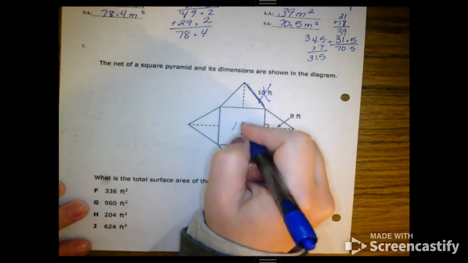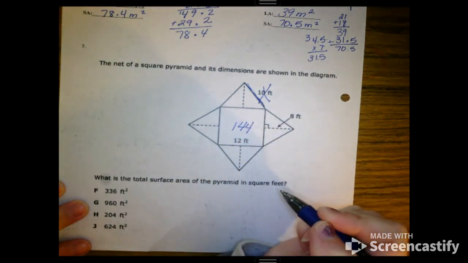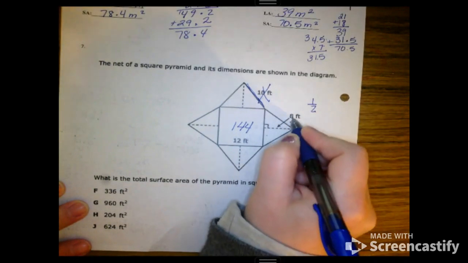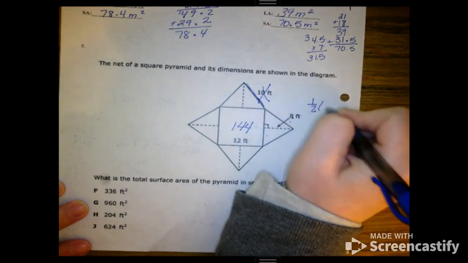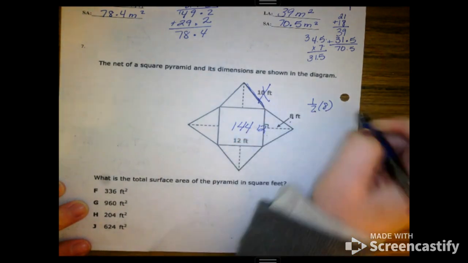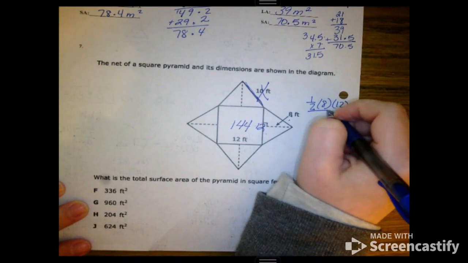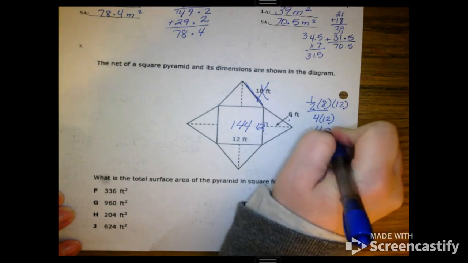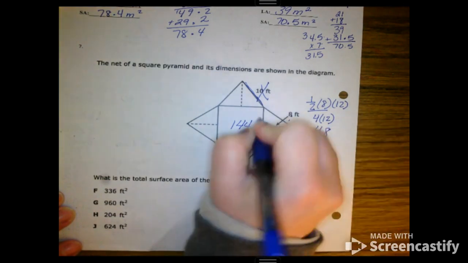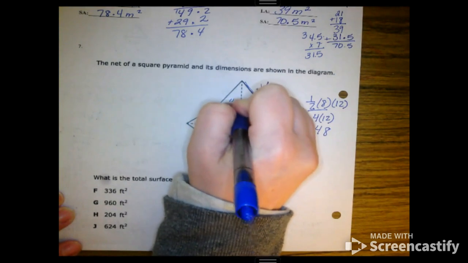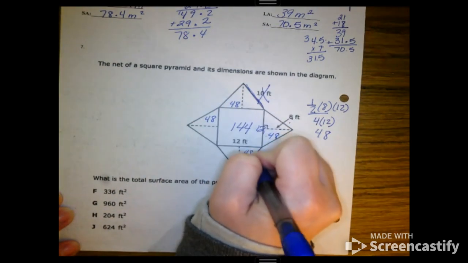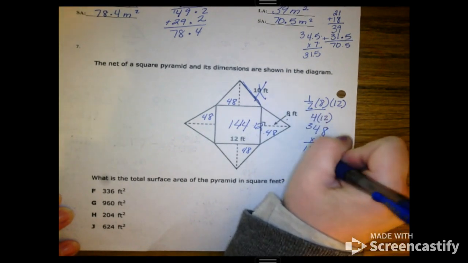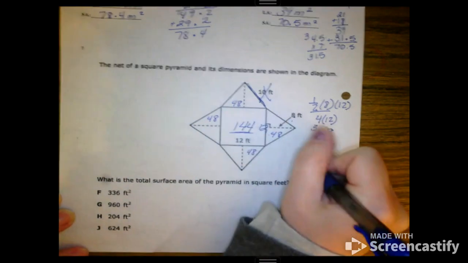So 12 times 12 gives me my base, which is 144. Okay. So then I have 1/2, and I have 8 is my height, right? 12 is my base. So 1/2 of 8 is 4. What's 4 times 12? 48. So 48 is one triangle. So what do I have to do to find all of my sides? Multiply by 4. I have 4 sides. So I have 192 is my sides and 144 is my base.